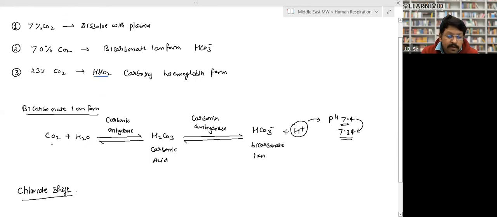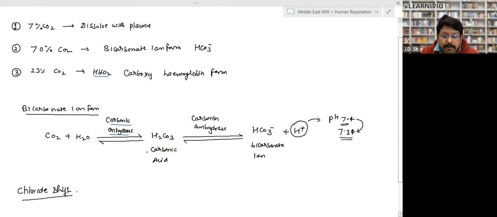The carbon dioxide reacts with the water which is present inside the RBC, that is in the plasma of the RBC. This carbon dioxide reacts with the water with the help of an enzyme called carbonic anhydrase, and this enzyme has been asked in medical examinations. Carbonic anhydrase is an enzyme already present in our blood, inside the RBC. It changes carbon dioxide into carbonic acid, and this is a reversible reaction.